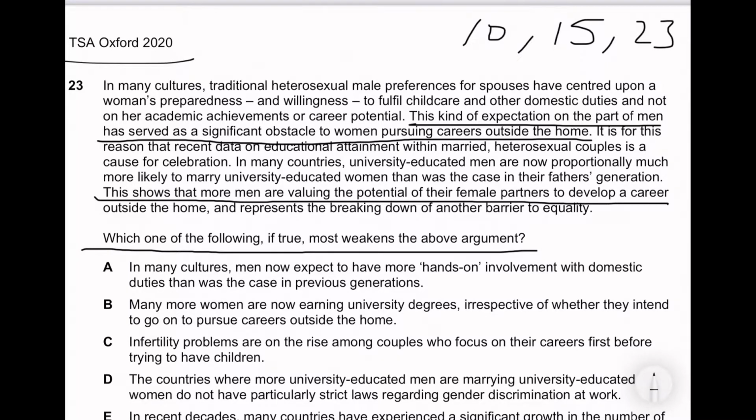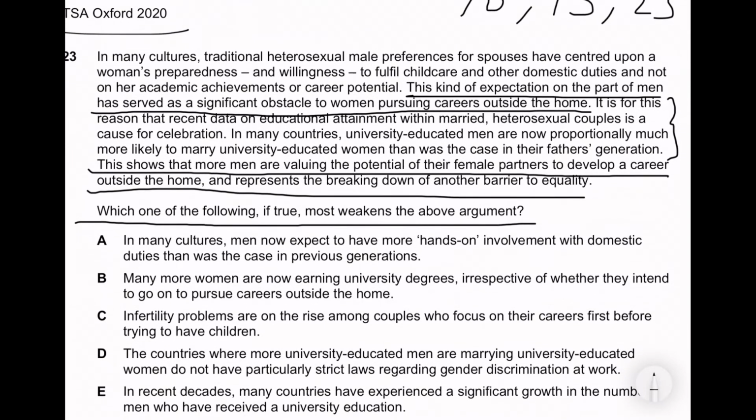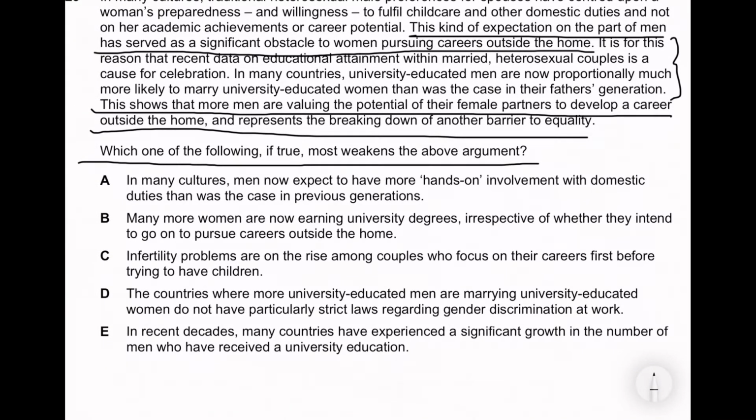This is saying that based on the data and this information, men in heterosexual relationships, university-educated men, are now more likely to marry university-educated women than their fathers. Then men are valuing the potential of their female partners to develop a career, and this shows some kind of breaking down of a barrier to equality. So let's find the argument below in the possible answers that undermines that conclusion and that argument in the passage.